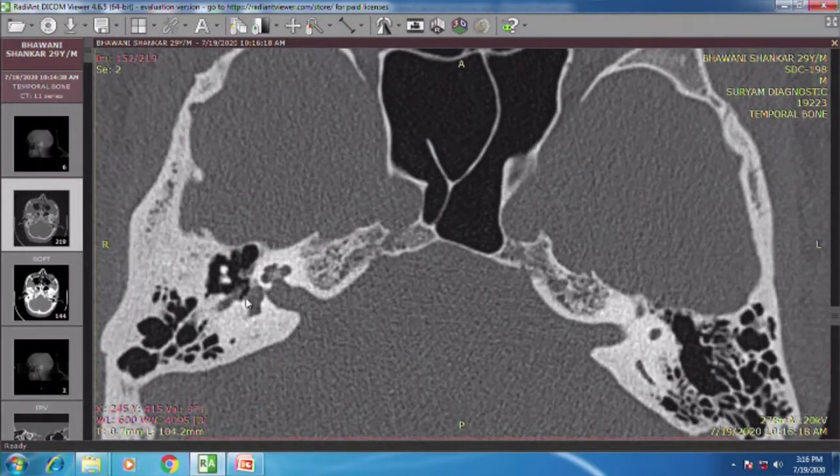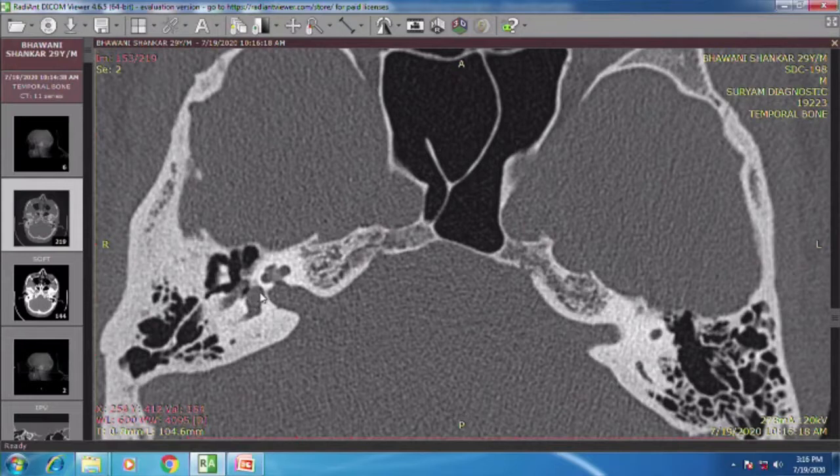Now third is any visible otosclerotic foci. We all know the otosclerosis foci is seen at the fissula ante fenestram. Here, if you see carefully, this is a small hypodense area. That is fissula ante fenestram.